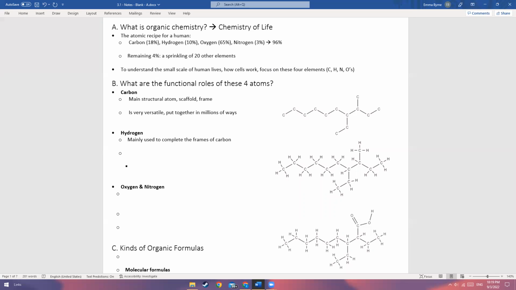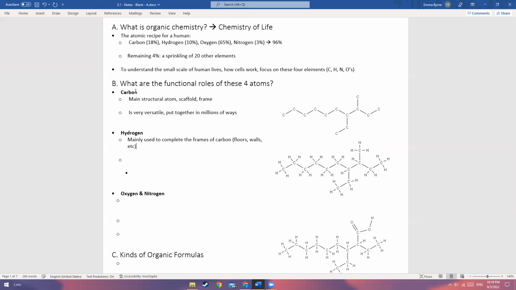So the hydrogen is sort of what we talked about. It's the floors, the walls. It's more than just the bare bones structure frame of a house. Every atom in a structure needs a correct number of bonds to be considered complete.